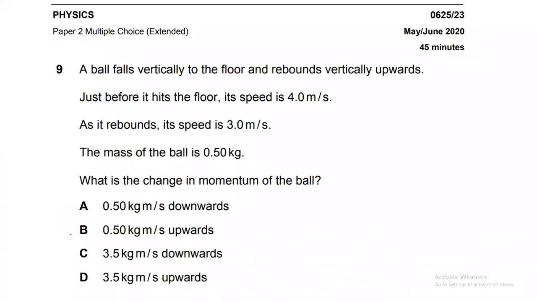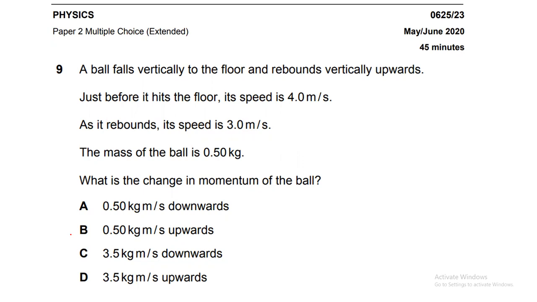Okay. So we have May, June 2020, 2-3 paper. Question number 9. A ball falls vertically to the floor and rebounds vertically upwards. Just before it hits the floor, its speed is 4 meters per second. As it rebounds, its speed is 3 meters per second. The mass of the ball is 5 kg. What is the change in the momentum of the ball?